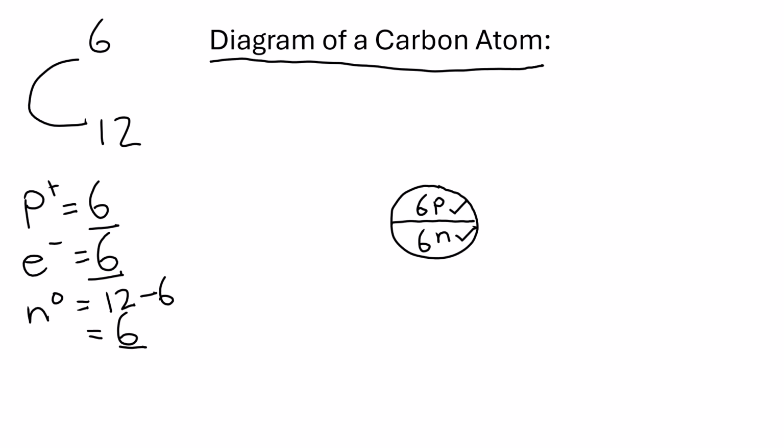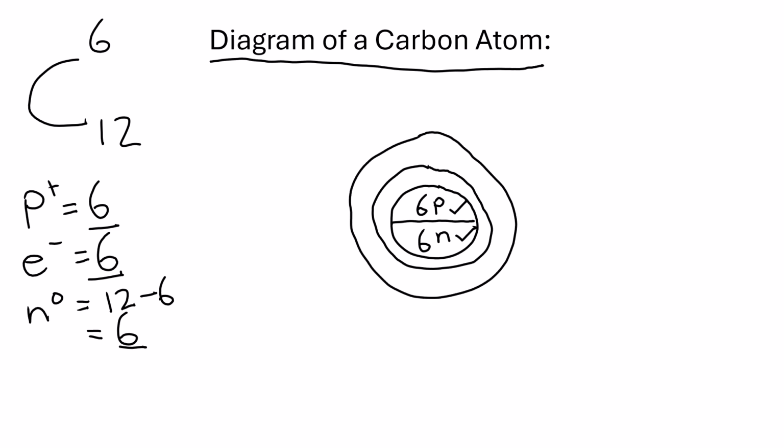Then the energy levels. I know I'm only going to use 2 energy levels, so I'm only going to draw 2 energy levels. You're not going to lose a mark for drawing 3, okay? But I know I'm only going to do 2, so I'm only going to draw 2. I have 6 electrons. Remember, 2 electrons can go on energy level 1. 6 minus 2 is 4, so that means 4 can go on energy level 2, like that.